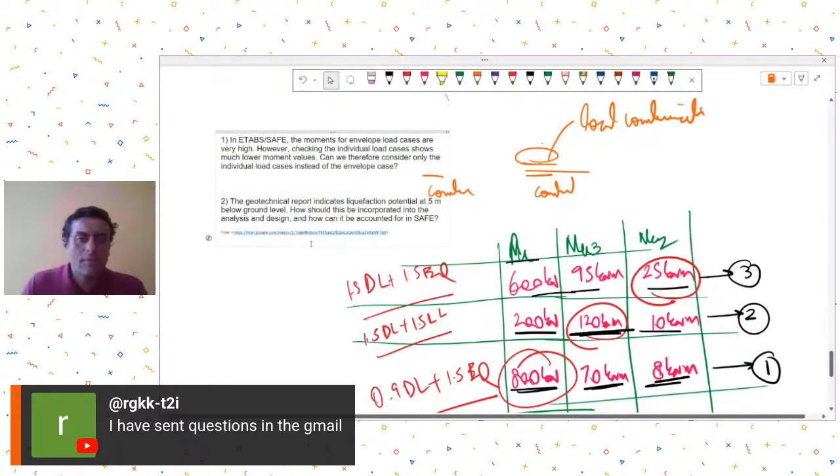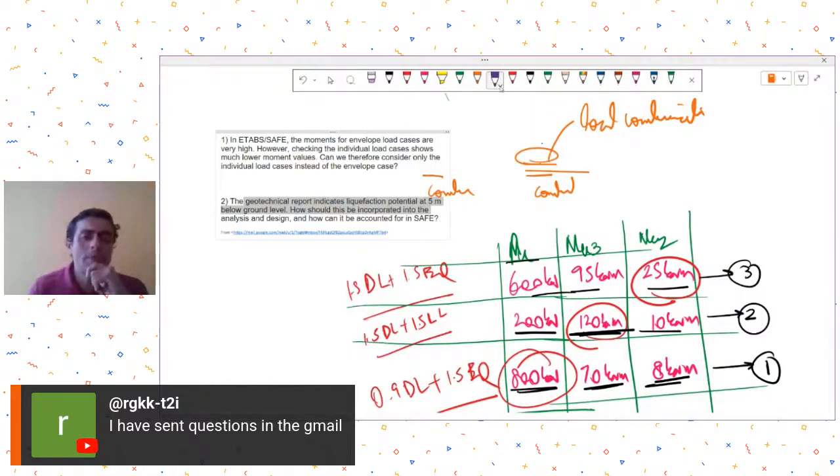Good. Then his second question is: the geotechnical report indicates liquefaction potential at 5 meters below ground level. How should this be incorporated in analysis and design, and how to account for it in SAFE? I don't know. I have never tried.